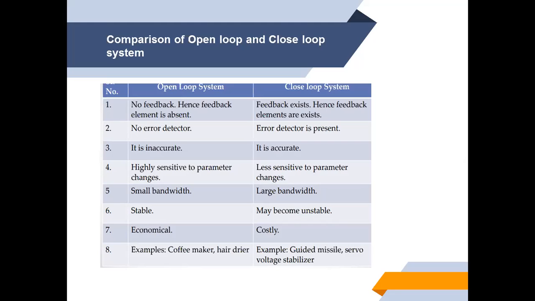Compared to that, examples of closed loop system are guided missiles, servo voltage stabilizer, the voltage stabilizer, and all these devices in which the control action depends upon the feedback system. So we can say that these systems are closed loop systems.